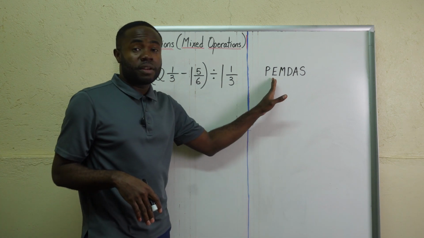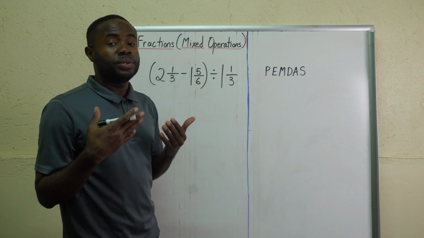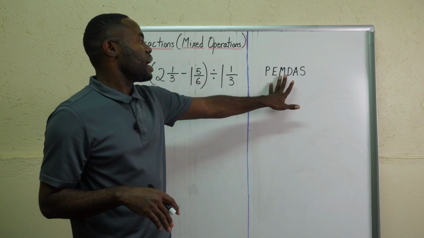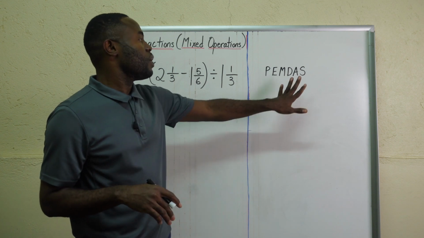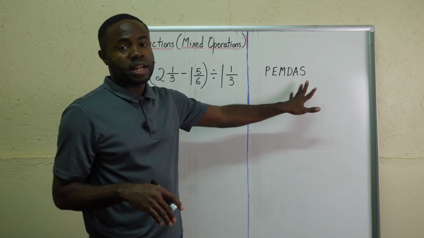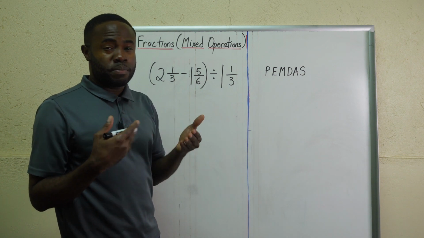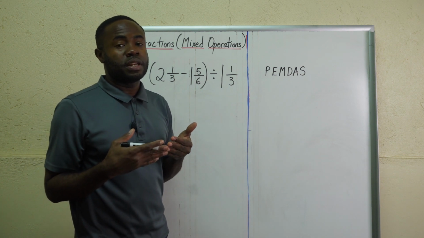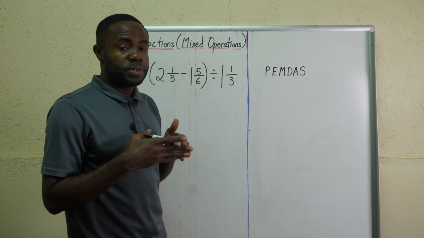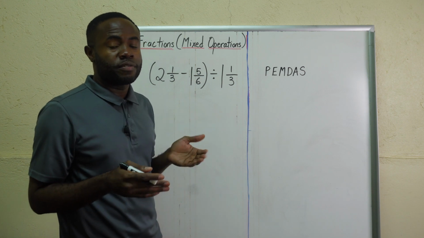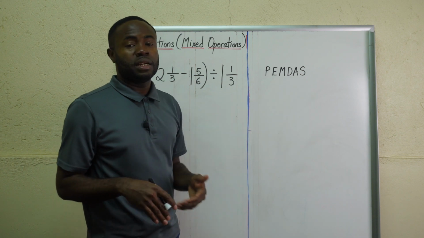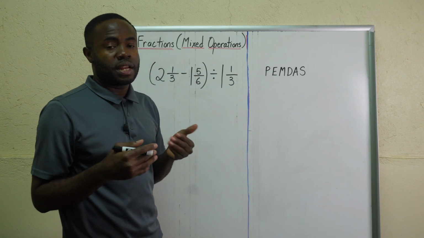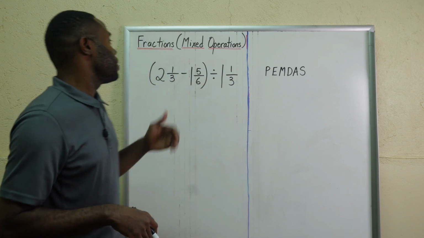Now the E stands for exponent, that you'll do second, and then there's a tie between multiplication and division, and then there's also a tie between addition and subtraction. To separate multiplication and division, I'm recommending that you choose the one that comes first, moving from left to right. You'll also use that same technique to separate addition and subtraction. Let's jump into this question.